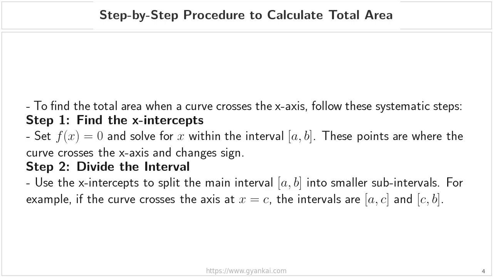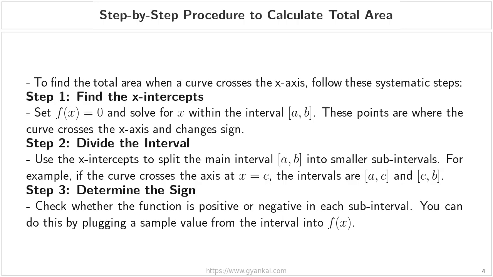Step 2. Once you have those intercepts, you need to divide the interval. Use the x-intercepts you just found to split your main interval, from a to b, into smaller subintervals. For instance, if you find that the curve crosses the axis at a point we'll call x equals c, you will split your work into 2 separate parts, the first interval from a to c and the second interval from c to b.